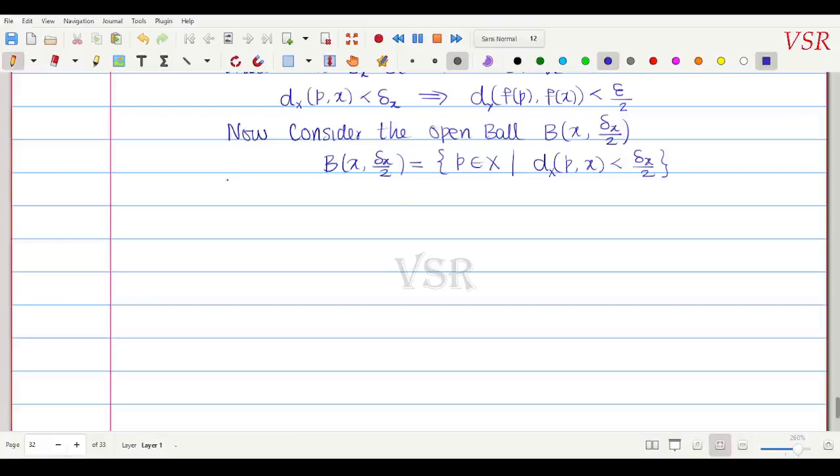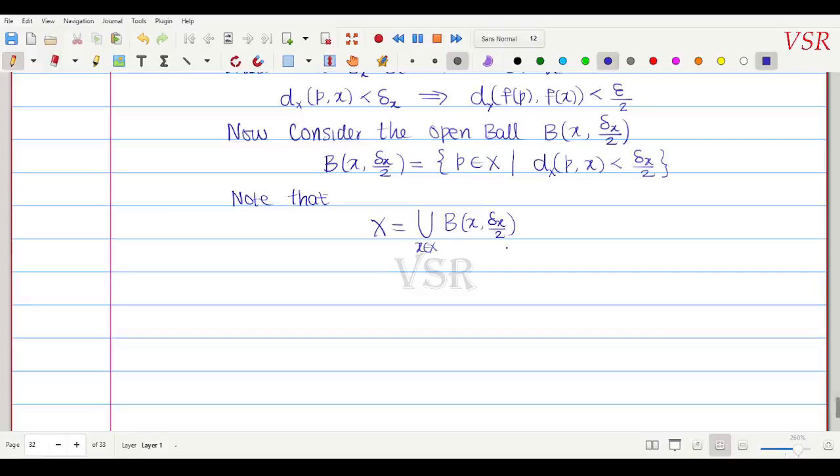Note that this capital X can be expressed as the union of all balls with the center x, radius delta x by 2, where x belongs to capital X.